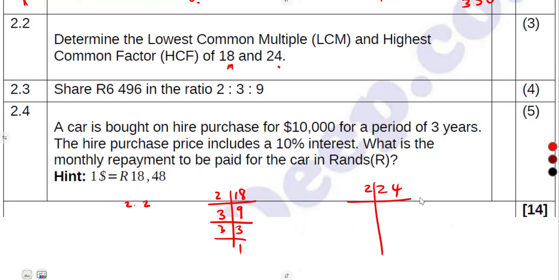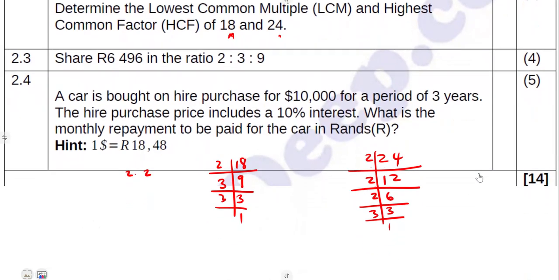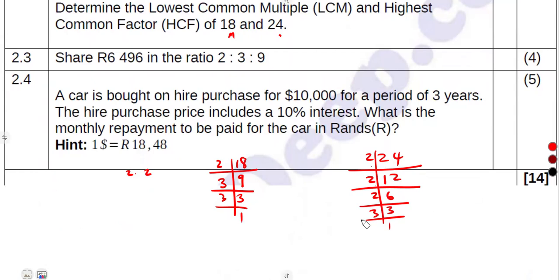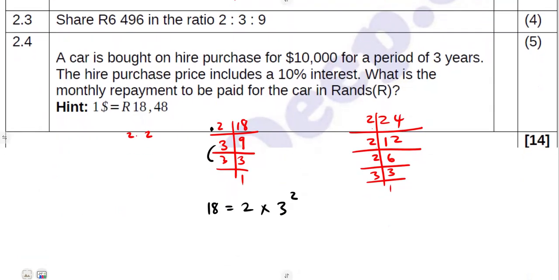24, the smallest prime is going to be 2. 24 divided by 2, that's a 12. Again, 2 is going to work. That's going to give us 6, divided by 2, that's a 3. 3 into 3, that's a 1. So these are the numbers expressed now as prime factors. 18, that's 2 times 3 times 3, which is 3 squared. All right, 24, that is 2 times 2 times 2 times 3, which is 2 to the exponent of 3 times 3.